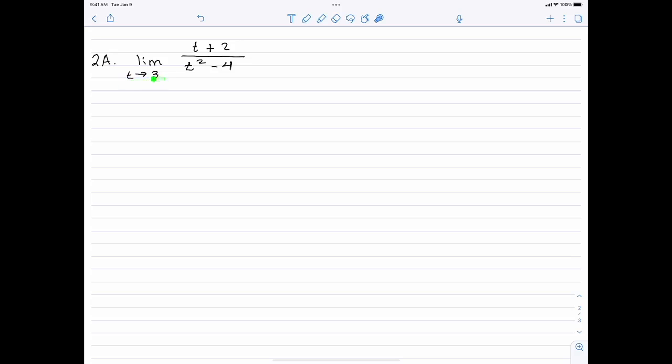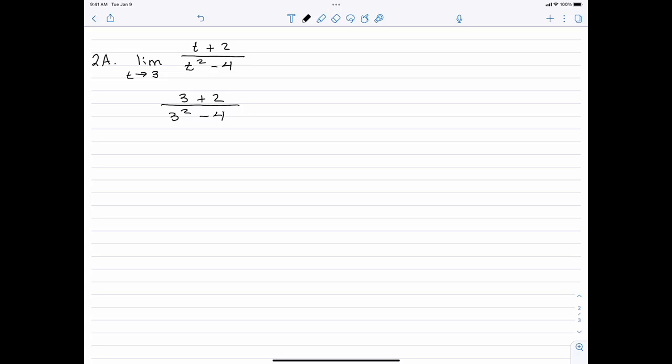I should always start with direct substitution, because if direct substitution works, then that's my value. In this case, the only issues occur when t equals positive 2 or negative 2, which makes the denominator equal to 0. Everywhere else is good. So what is this limit? Well, the limit is just going to be 3 plus 2 over 3 squared minus 4.